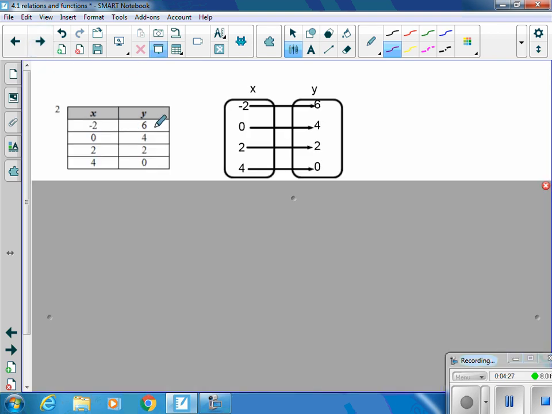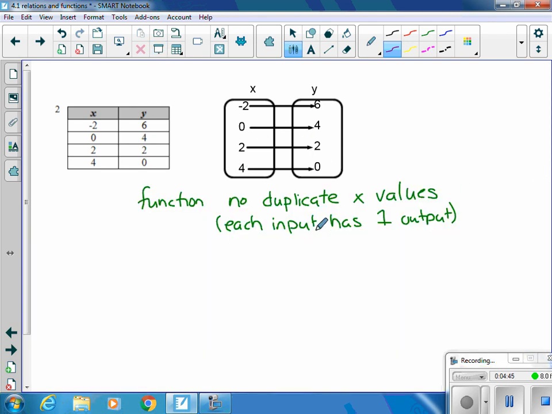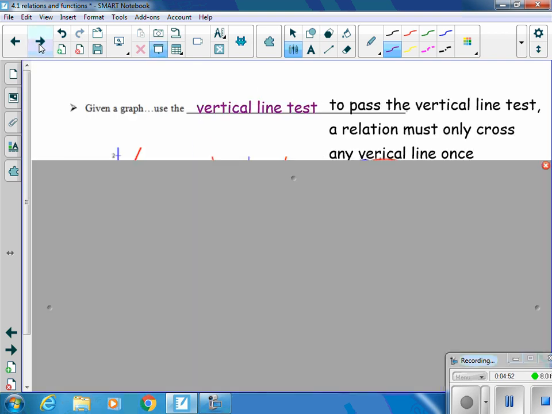In this mapping diagram, I have negative 2, 0, 2, 4 as my domain values, 6, 4, 2, and 0 as my range values. Notice that I've paired them up with arrows. So negative 2, 6 is paired up this way, 0, 4, 2, 2, and 4, 0. This one is a function. There are no duplicate x values, or each input has only one output.